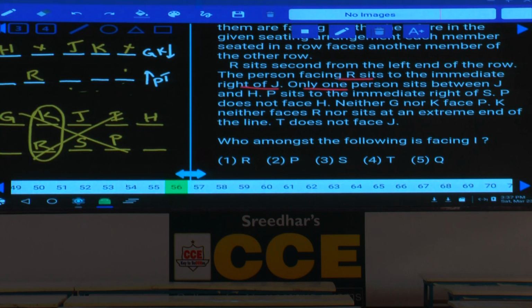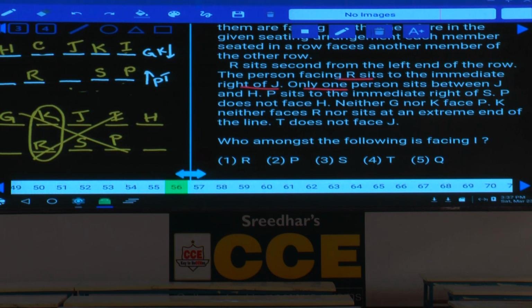P and S cannot be at this place, then tell me who is that person? Now P is at this place and S is here. Now this P is opposite to whom? Opposite to I. Are you following this one or not? Then who is the person left over here?